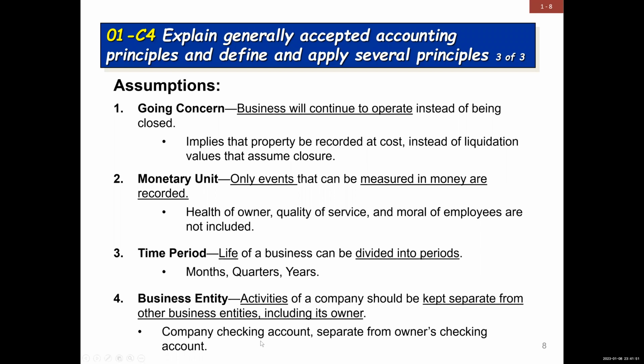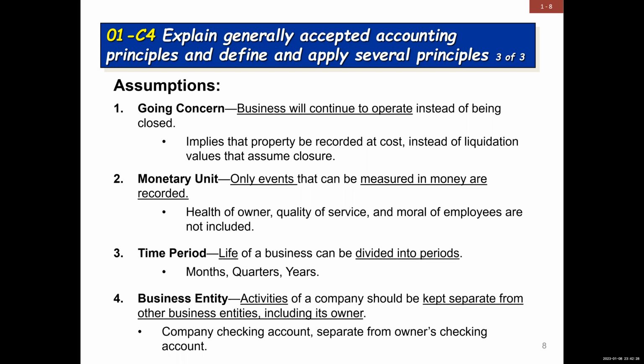And finally, we have the business entity assumption. And this states that activities of a company should be kept separate from other business activities, including its owner. Okay, let me give you a good example. General Motors. In General Motors, they're going to have a set of books for Cadillac, and then they're going to have a set of books for Chevrolet. And you don't commingle the transactions and all the records. They have their own set of books. Okay, we keep those business entities separate.